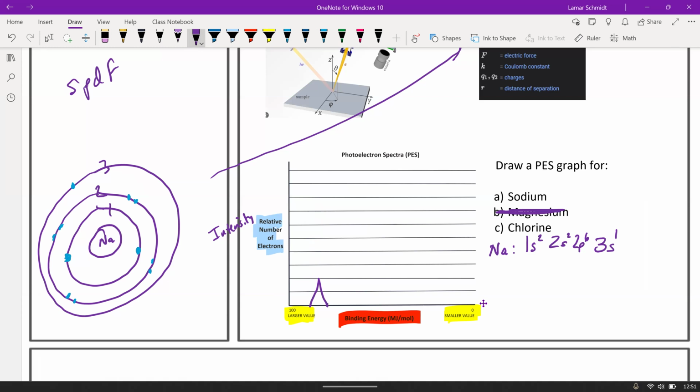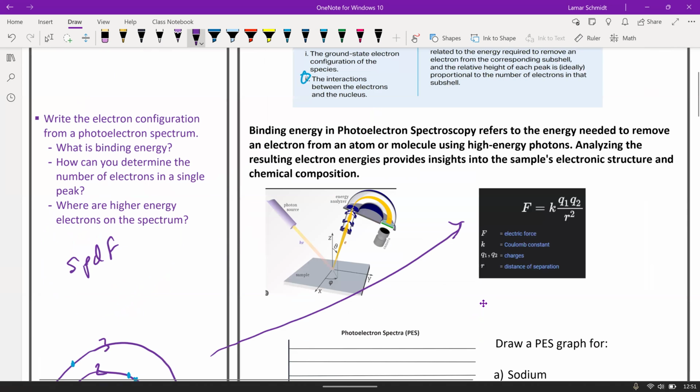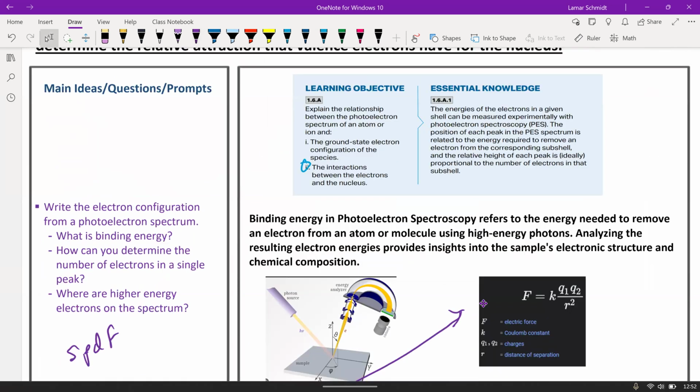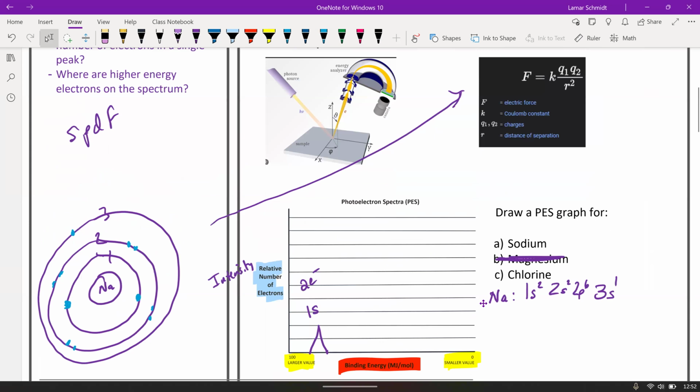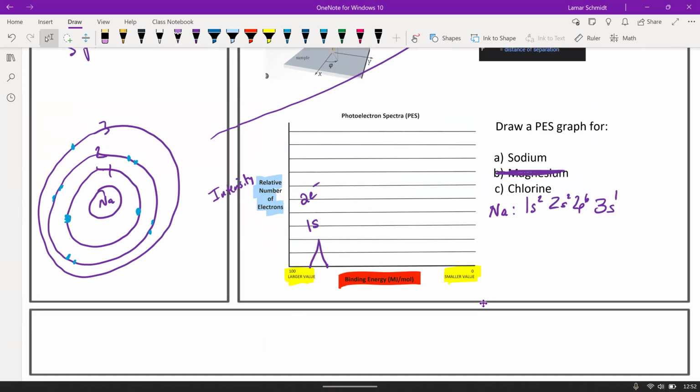No. So this is our 1s peak. How many electrons are there? 2. Why does it have the highest binding energy? Because those electrons are closest to the nucleus. Do you see that right there? That's answering the relationship between PES and the interactions between the electrons and the nucleus. What's causing that attraction to be greater? The distance is closer, right? There's a smaller distance.